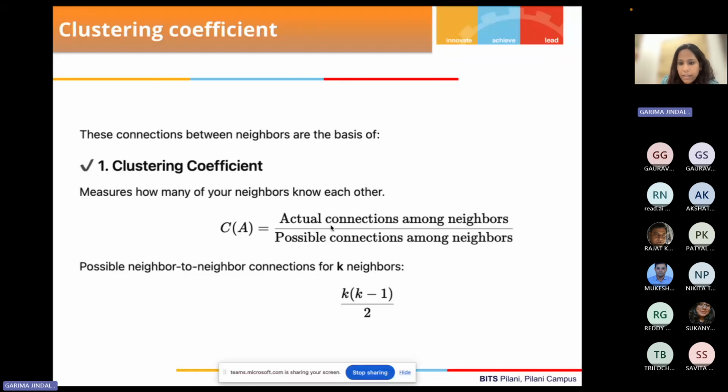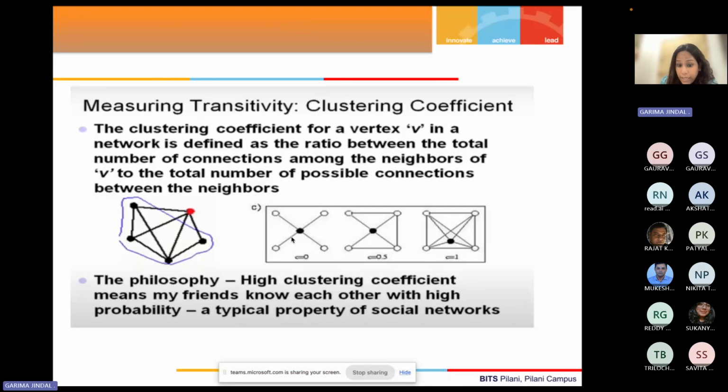So in the previous example, how many neighbors does this particular node have? Anyone? 4. Yes, it has four nodes. Now we look at all these four nodes. How many connections do these four nodes have to each other? 0. Yes. So 0 will be divided by 4 times (4 minus 1) divided by 2, that is 4 times 3 by 2. So that comes to 0. That's why the clustering coefficient here is 0.